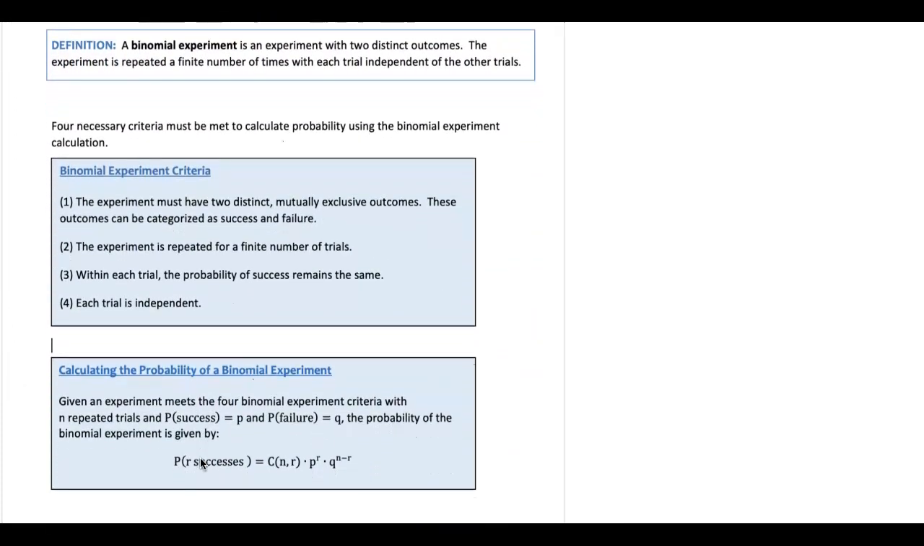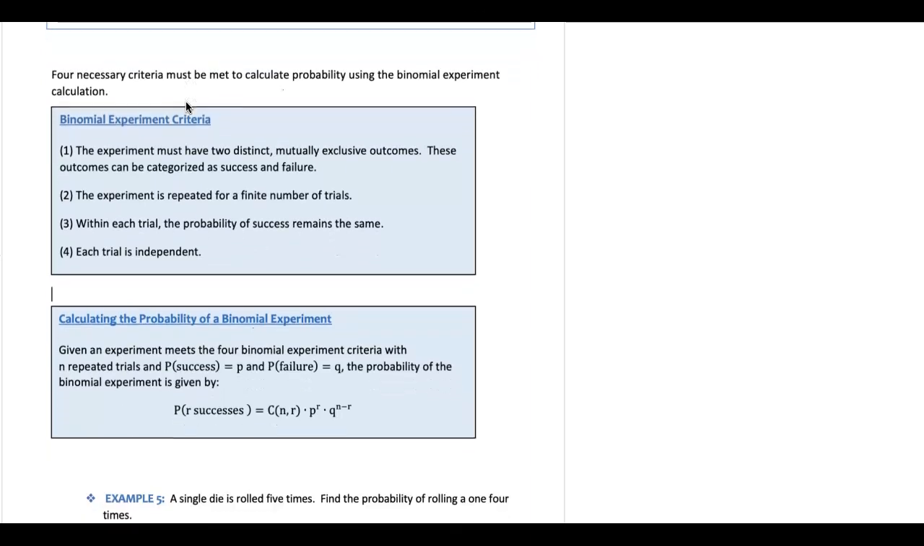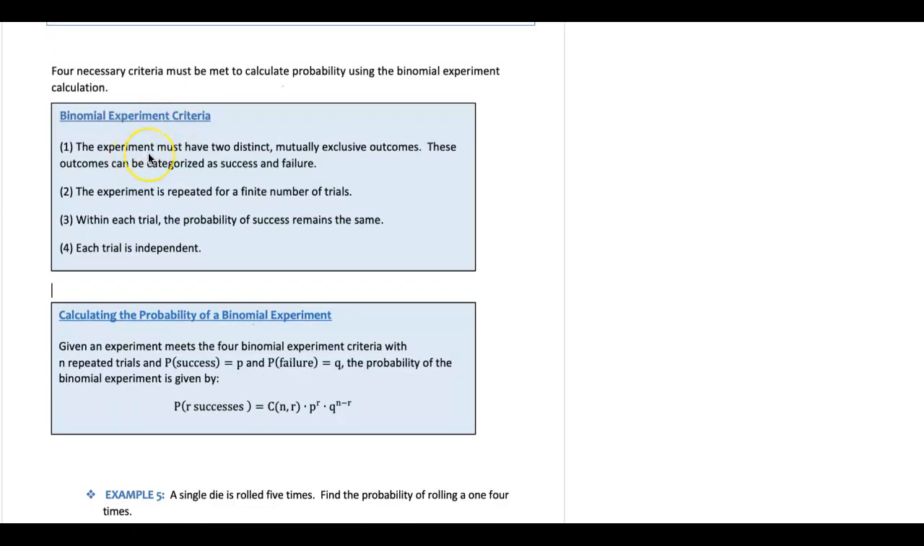A binomial experiment is an experiment with 2 distinct outcomes. The experiment is repeated a finite number of times, and each trial is independent of the other trials. 4 criteria must be met to calculate the probability using binomial experiment. The experiment must have 2 distinct mutually exclusive outcomes. In the previous example, we were looking at choosing a blue marble and choosing something that was not blue. Sometimes these can be categorized as success and failure. So choosing the blue marble was considered success, and choosing not the blue marble was failure.